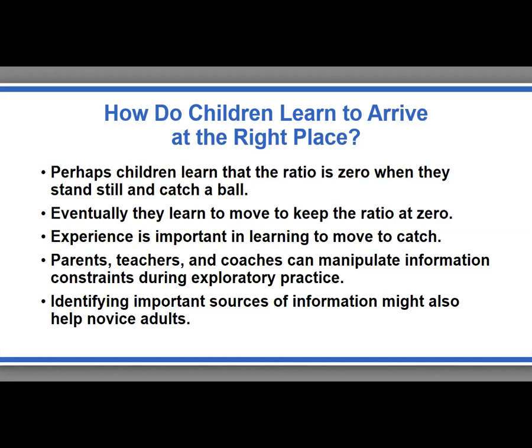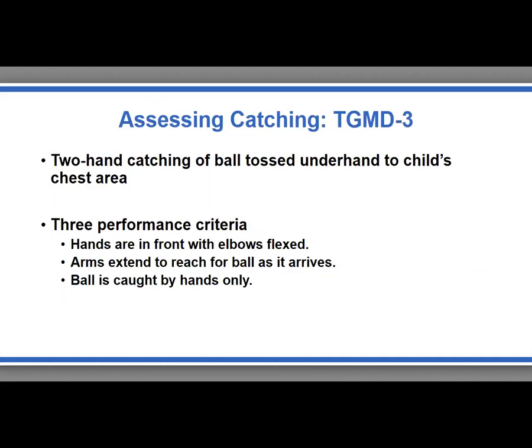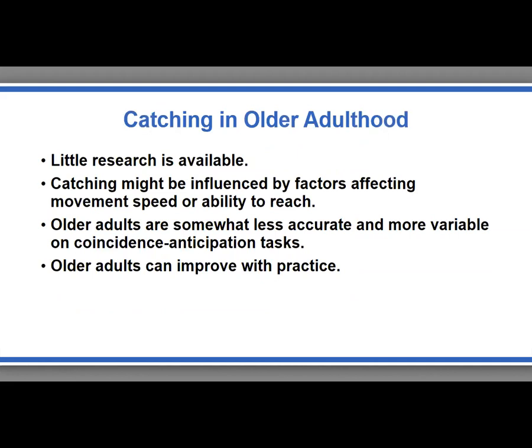Identifying important sources of information might also help novice adults. Again, two-hand catching of a ball tossed underhand to a child's chest area. Again, there are three performance criteria they look for. Hands are in front with elbows flexed, arms extend to reach for the ball as it arrives, and the ball is caught by hands only, right? They're not trapping it.